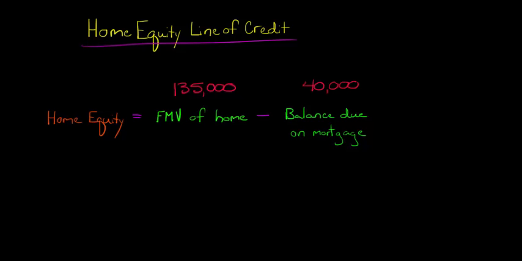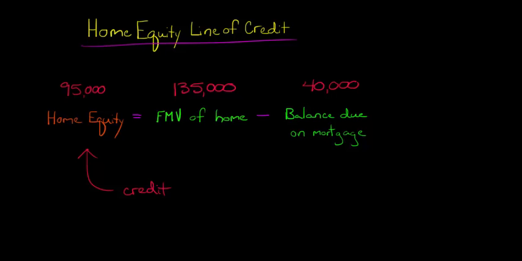Now, if we were going to compute your home equity, it would be $95,000, right? So this is the claim that your lender has on your home, and then this is the residual value, the equity that you have in the home. And the idea of home equity lending is that you can tap into this as a source of credit. You can almost use your home as a piggy bank of sorts.